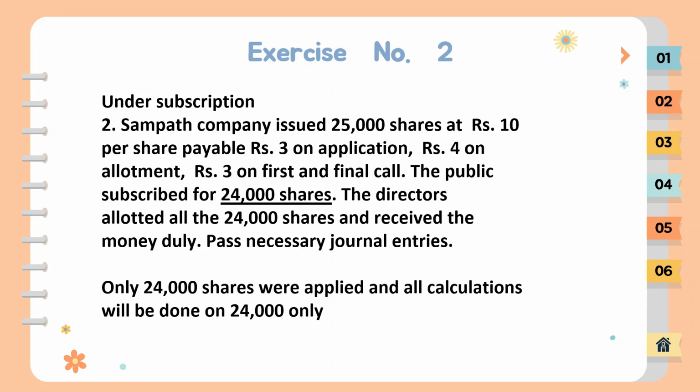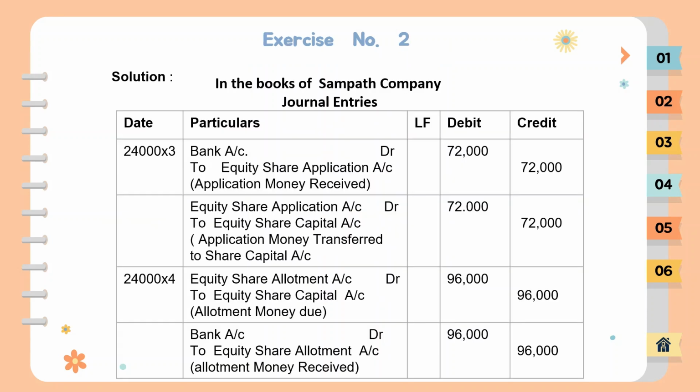Now let us do it. The first entry is bank account debtor to equity share application. Here in this stage, ₹3 is the amount, so 24,000 into 3, 72,000. And next, the second stage, the allotment stage, is 24,000 into ₹4. So equity share allotment 96,000 to equity share capital, allotment money due.